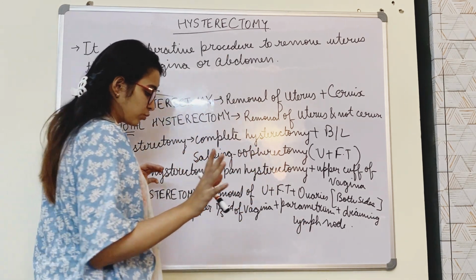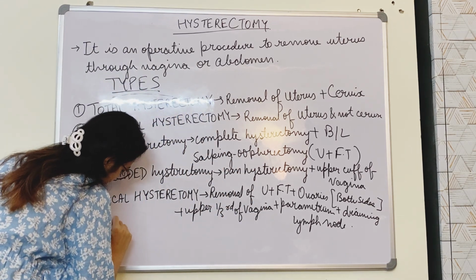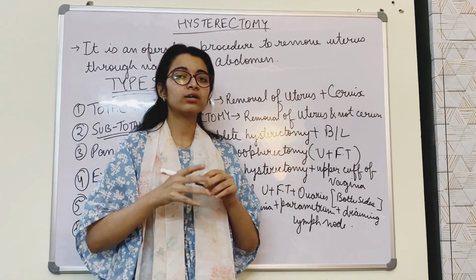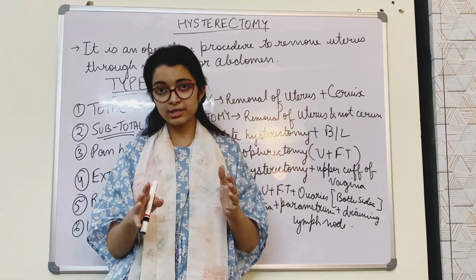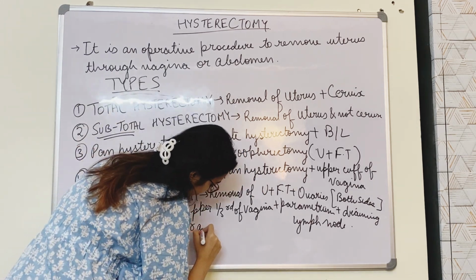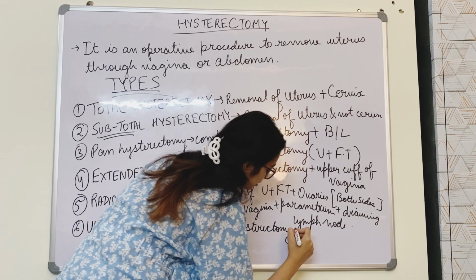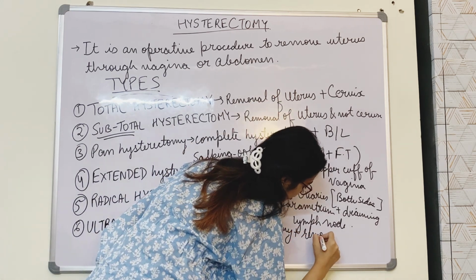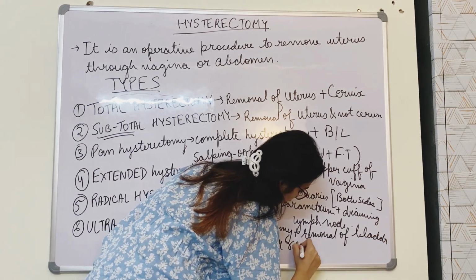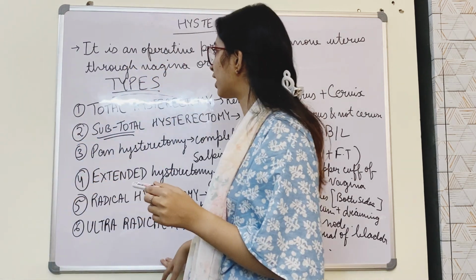The last type of hysterectomy is the ultra radical hysterectomy. So what does the ultra radical hysterectomy include? It includes the radical hysterectomy plus the removal of bladder or rectum. It includes radical hysterectomy plus removal of bladder or rectum.